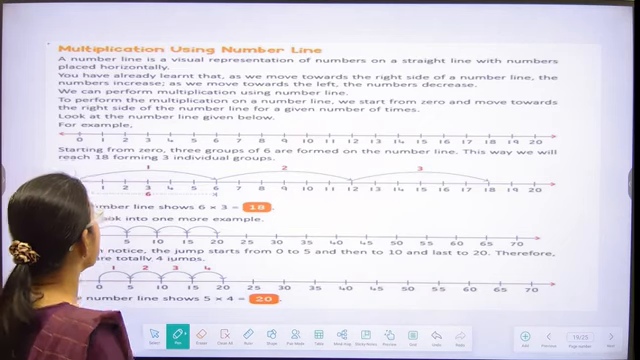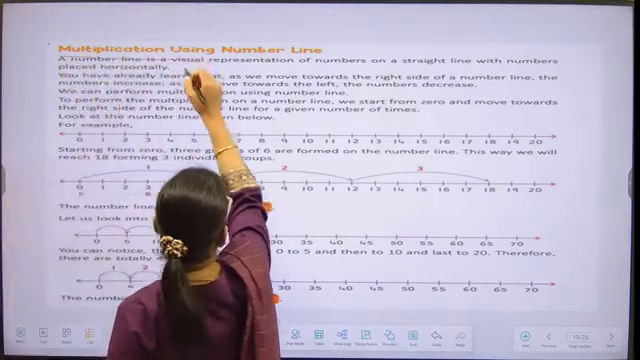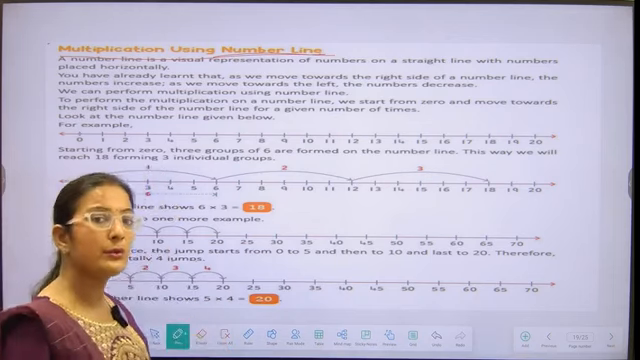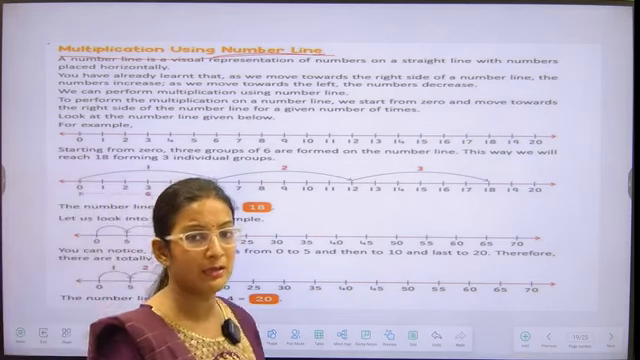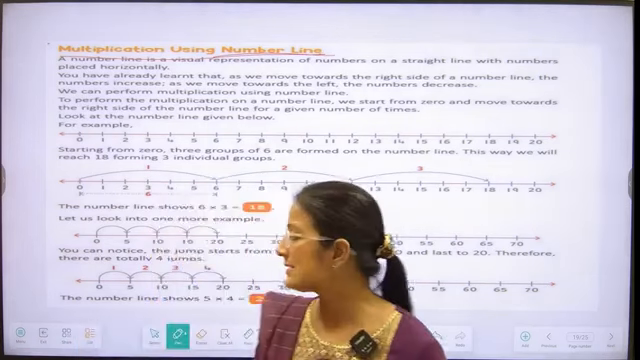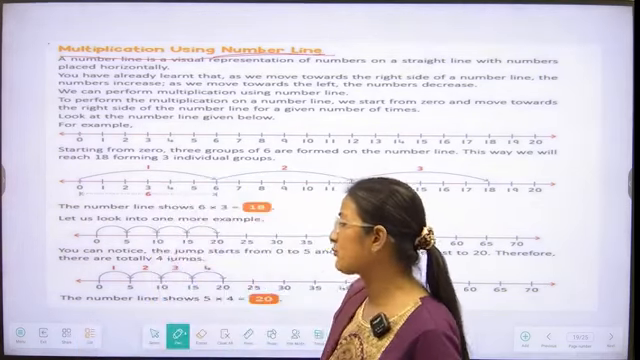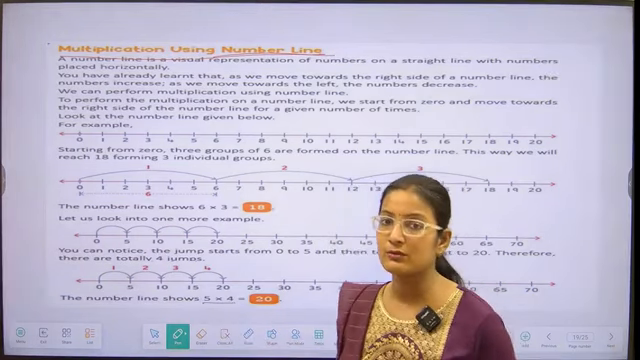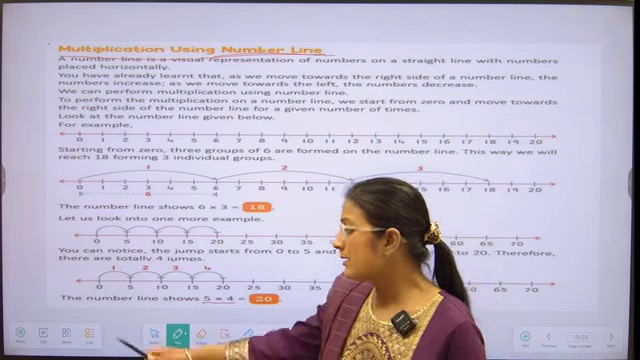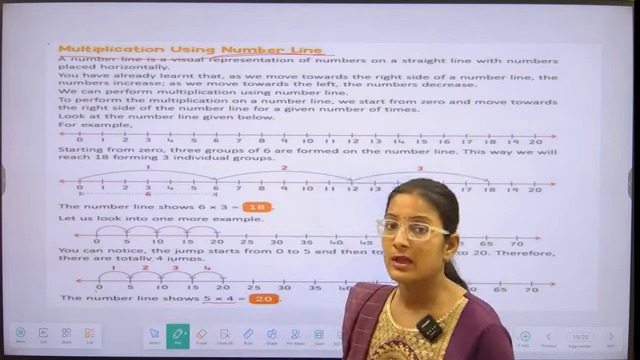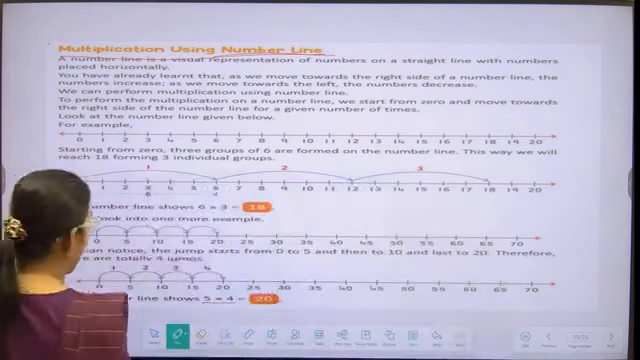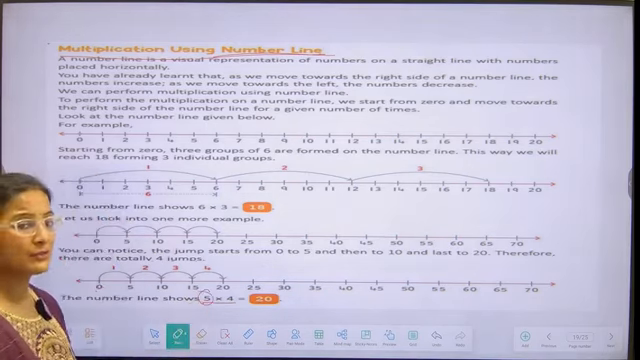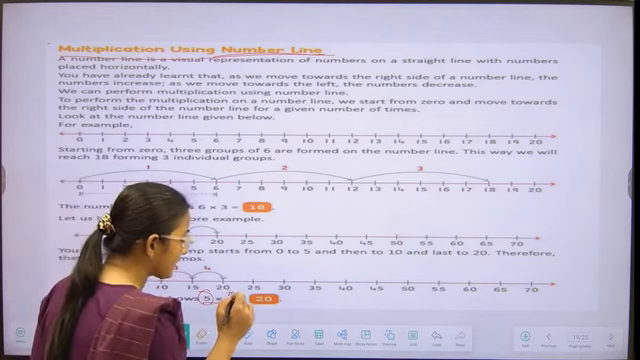Now we are going to understand how we can do the multiplication using a number line, student. For doing the multiplication using the number line, what we are going to do? Let's see one example. Let's say we have to multiply 5 multiplied by 4. So what we are going to do? First, we are going to make the number line start from 0. And after that, we have to make the jumps of 5. How many times, students? 4 times.